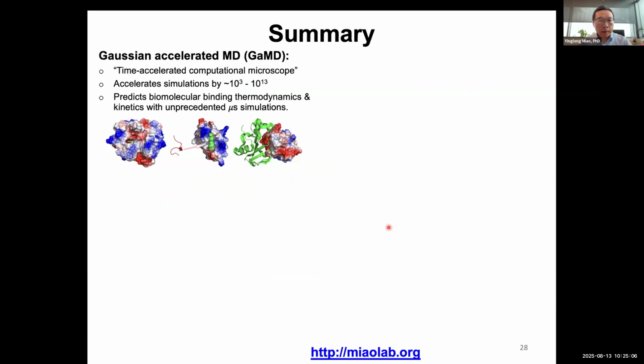Well, in summary, I told you a couple of stories about both methods and applications on ligand binding. So I have developed a methodology called GaMD. We have created a new time-accelerated computational microscope with our recent selective GaMD algorithms. With GaMD, we can speed up the simulations by thousands to trillions of times. With only microsecond simulations, we can calculate both the binding thermodynamics and the kinetics of a ligand binding.